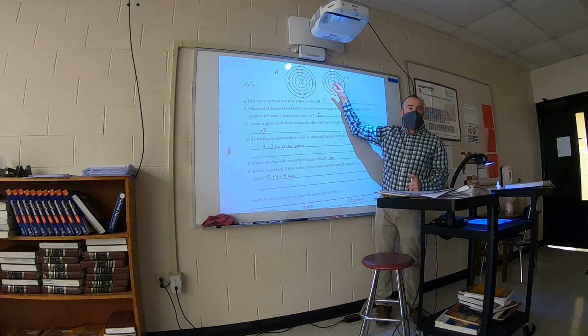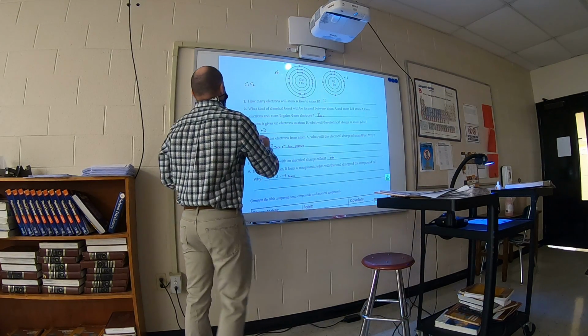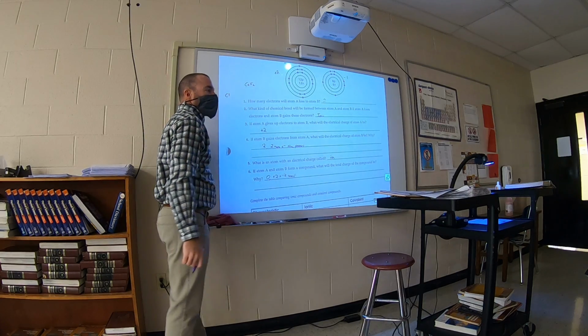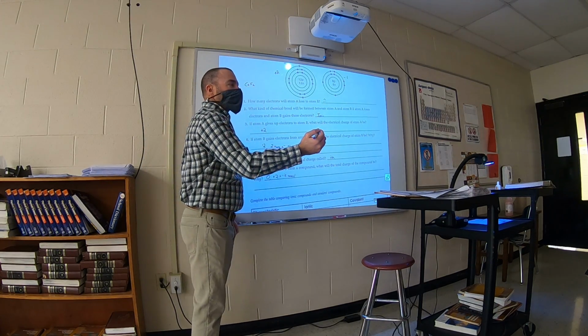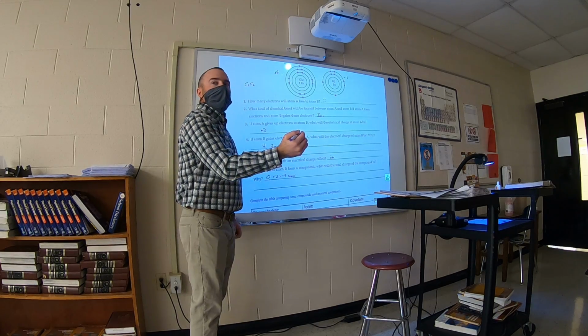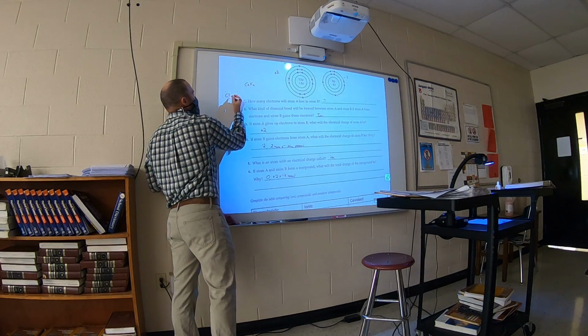If they're sharing them equally, it's covalent. So let me give an example. Let's say we've got chlorine. Okay, let's draw a dot diagram. Chlorine is in group 17. So how many valence electrons does it have? 7. Yeah, right? You drop the 1. So 1, 2, 3, 4, 5, 6, 7.